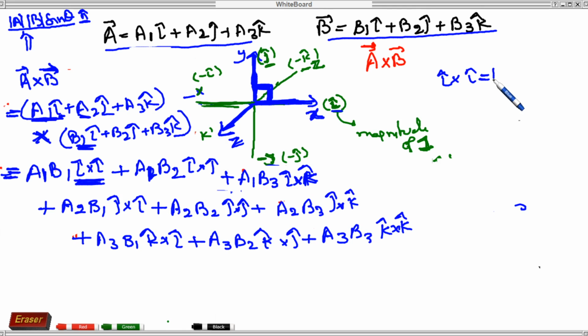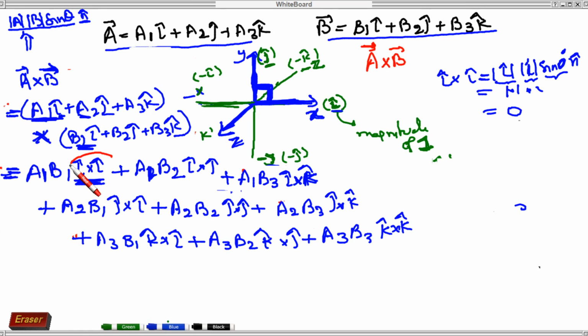Like modulus of i, modulus of i again, and the sine between these two is 0 degrees, times some unit vector. What will be the unit vector? Nothing, because this one is 1, this one is 1, and this is 0. So it will come out to be 0. So here you can say i cross i is 0, j cross j is 0, k cross k is 0.